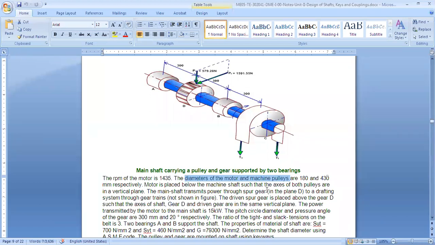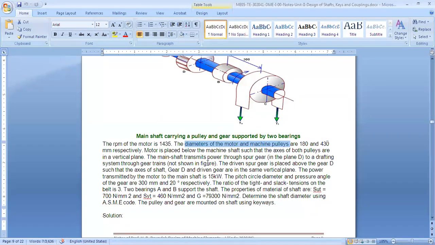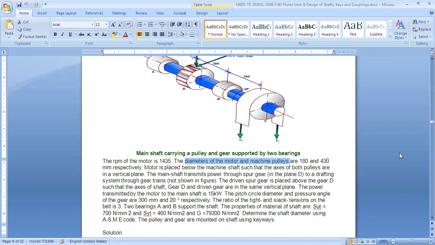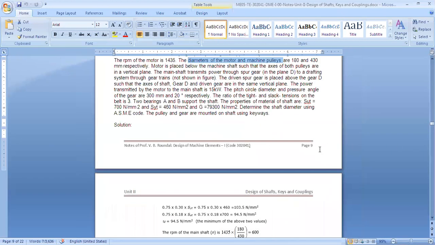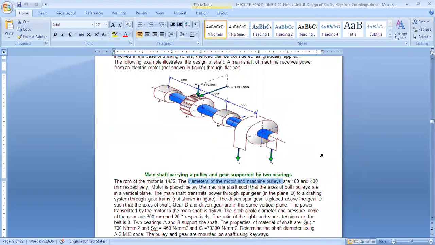So in this problem, what is advanced compared to the last numerical? Two things. First, we will be using the ASME code, and second, we have to do both analyses, SFD and BMD, vertical and horizontal. Okay, let's go through that. Sorry, I just want to keep both things visible, the problem as well as the working.